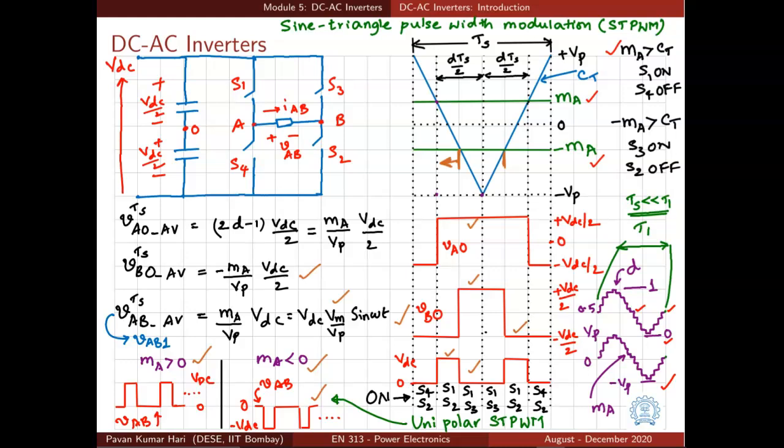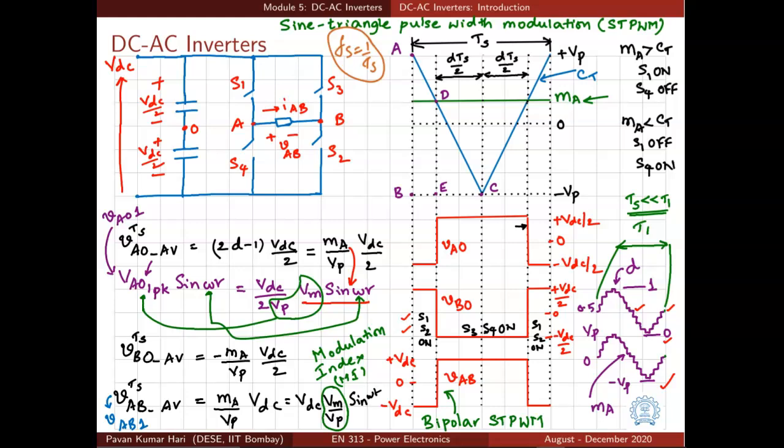The periodicity within Ts, if you just look at this Ts cycle, it looks like VAB has 2 cycles of square waves. So one cycle from here to here, and the other cycle is from here to here. So intuitively we can say that the harmonics that are present in VAB will be at multiples of 2Fs, because there are 2 cycles of this small VAB pulses within one Ts, whereas in bipolar there is only one cycle of pulse within the Ts.